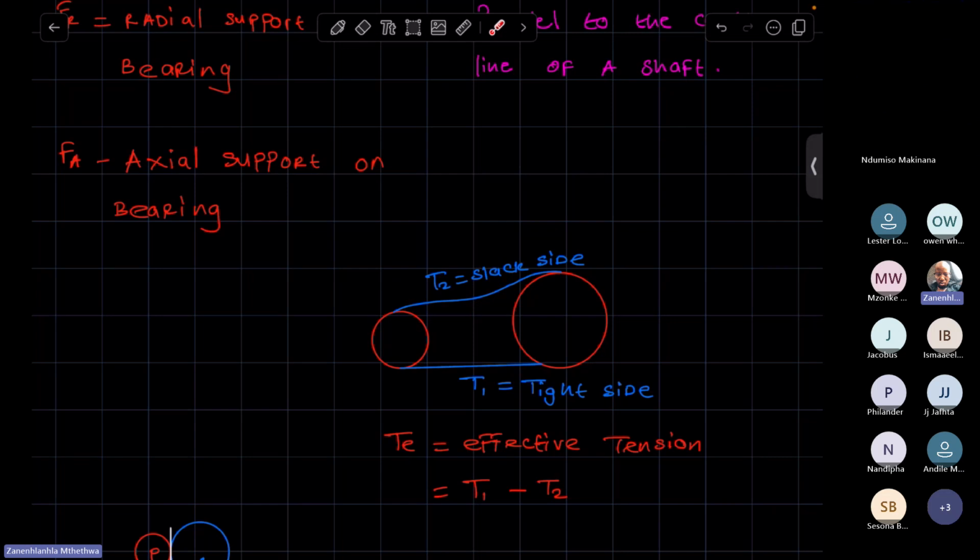Now, the belt has two sides to it. There's this side and there's that side. This side is the side where the belt experiences the most tension.